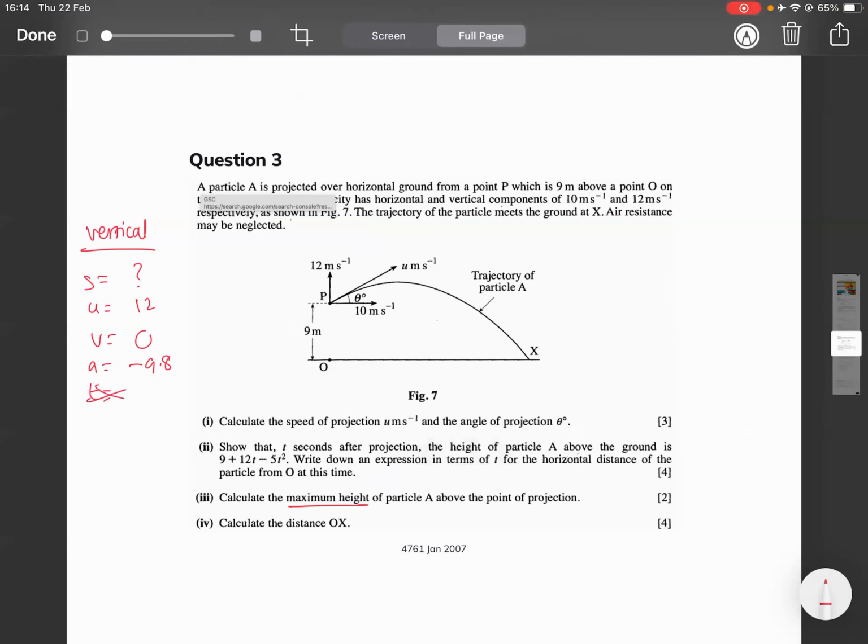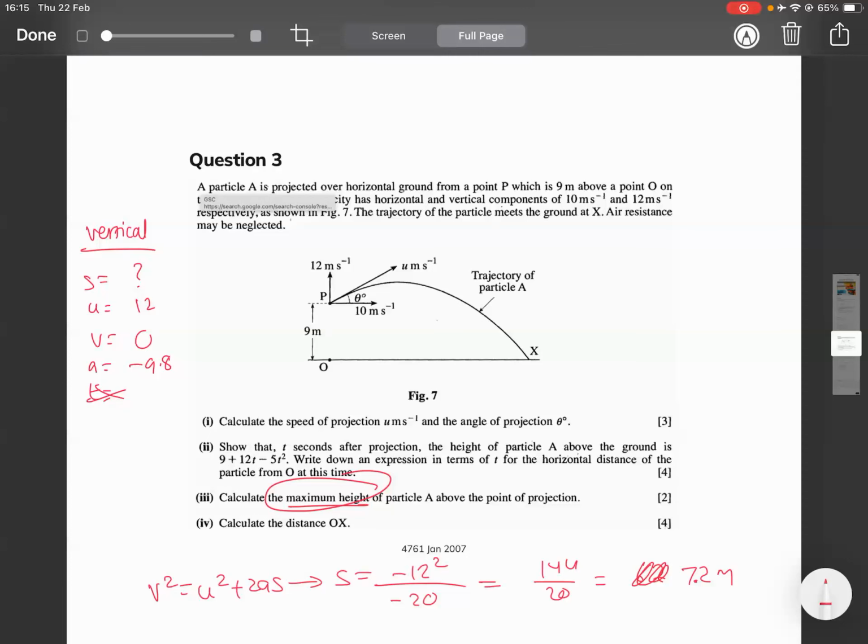And we do it without T. So V squared equals U squared plus 2AS. So S equals V squared minus U squared over 2A. So that is 144 over 20, which is 7.2. But the main thing again is the definition of the answer: the fact that maximum height is when V equals 0 in the vertical suvat.